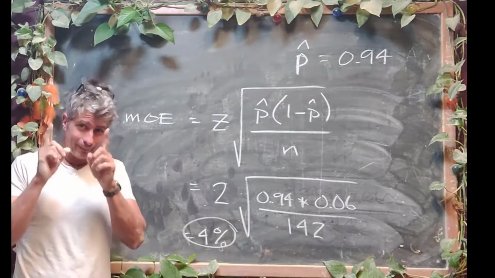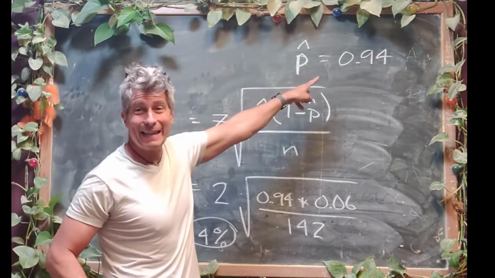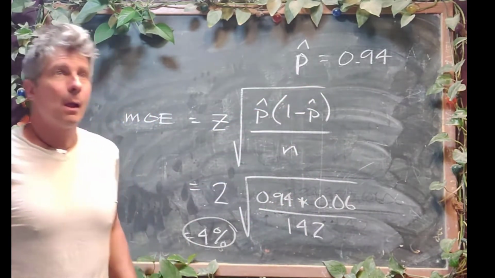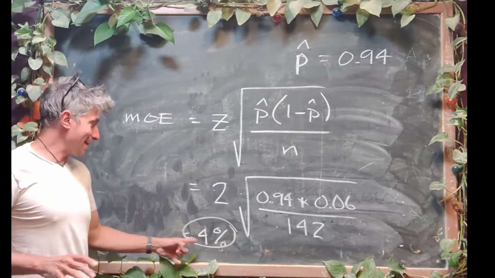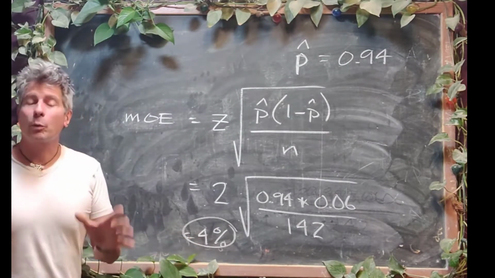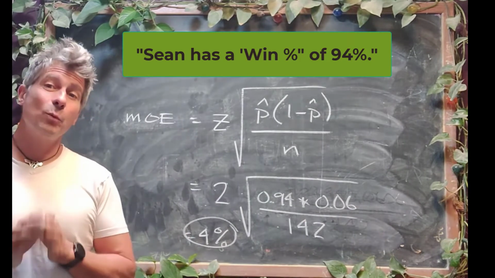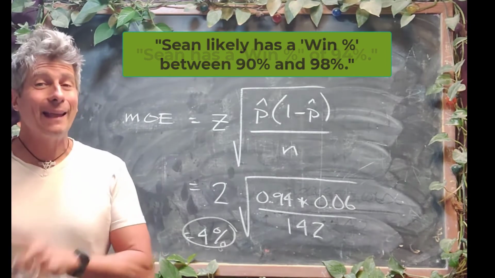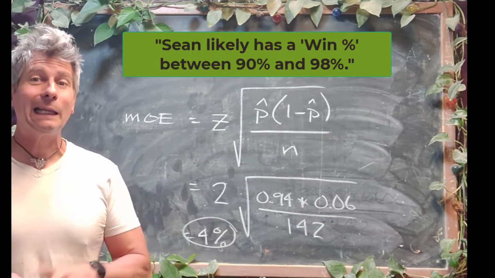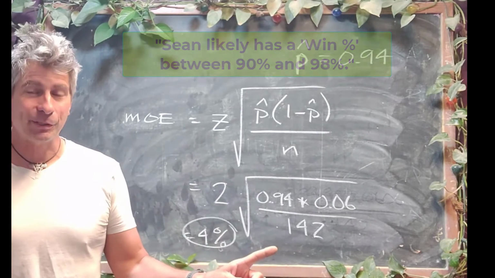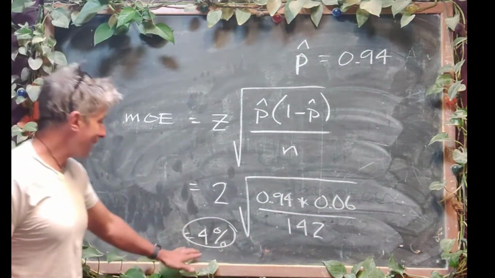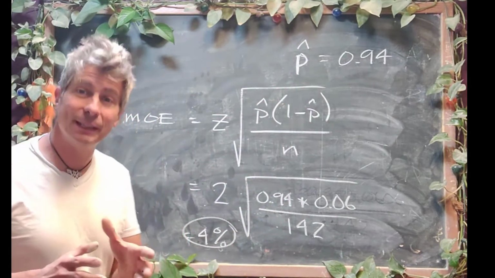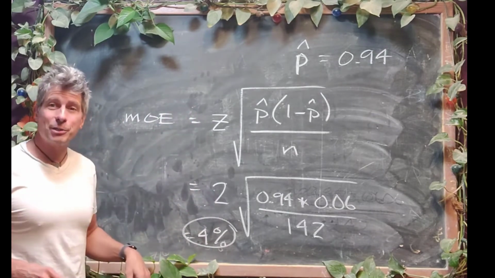Now, what does that mean? That means if that is my sample percentage, my sample proportion, p hat, I could be off by this much in either direction. So in other words, I shouldn't say Sean has a win percent of 94%. No. What we should say is Sean likely has a win percent between 90% and 98%. And I got that 90 and 98 by adding and subtracting 4% from that 94%. So that's how you end up calculating a margin of error for a percentage. Now you try.